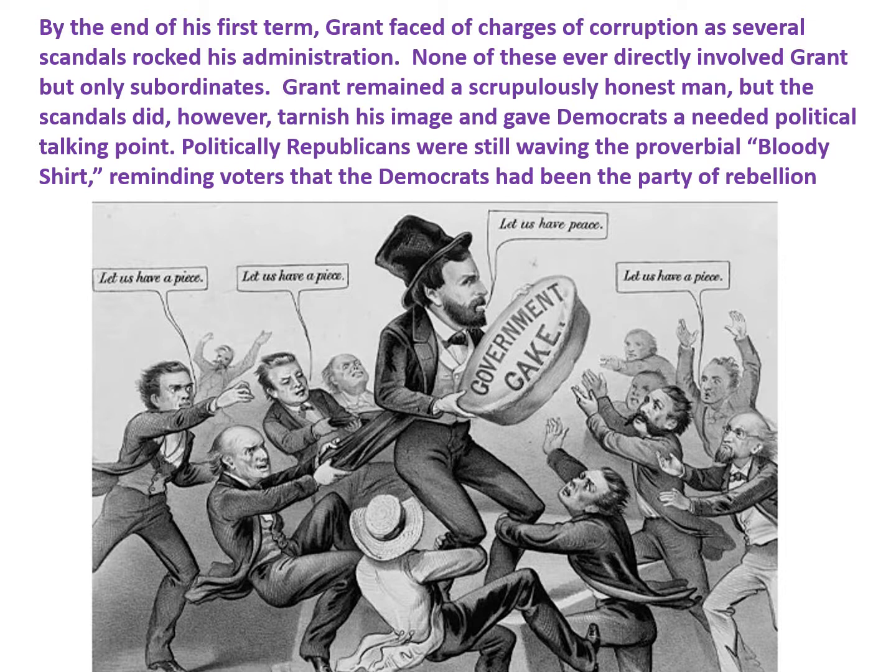By the end of his first term, Grant faced charges of corruption as several scandals rocked his administration. None of these ever directly involved Grant, but only subordinates. Grant remained a scrupulously honest man, but the scandals did, however, tarnish his image and gave Democrats a needed political talking point. Politically, Republicans were still waving the proverbial bloody shirt. That was reminding voters that the Democrats had been the party of rebellion. Here you see a cartoon mocking Grant about his scandals. He's taking advantage of the government cake.